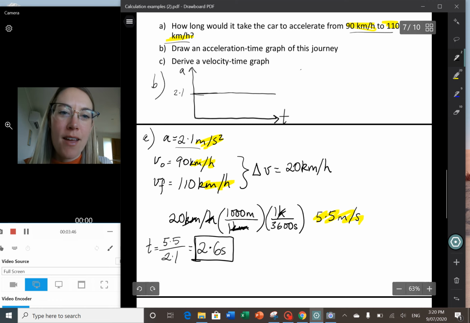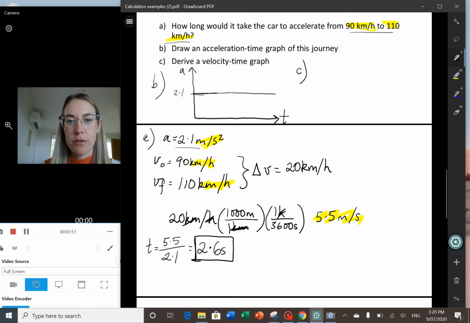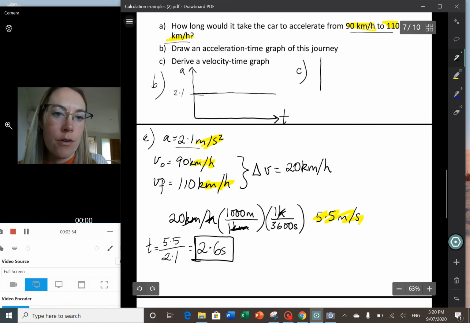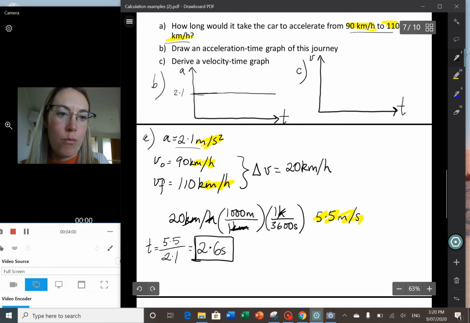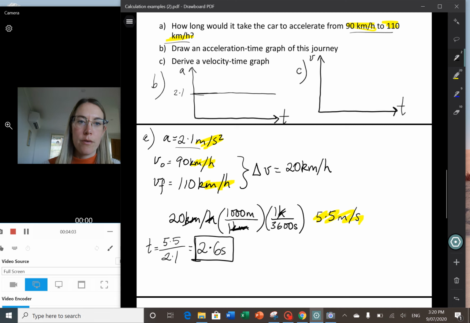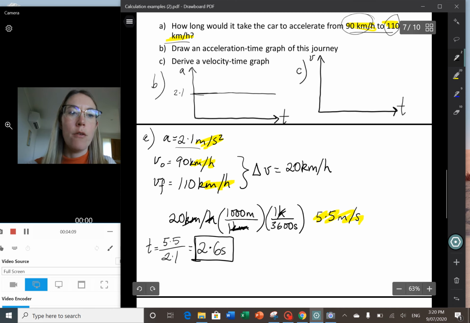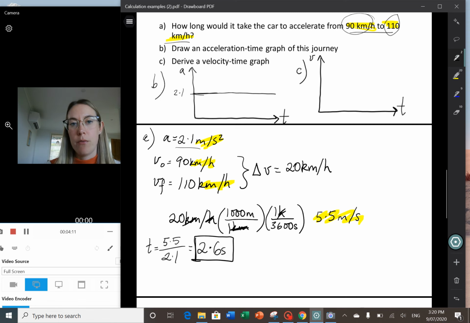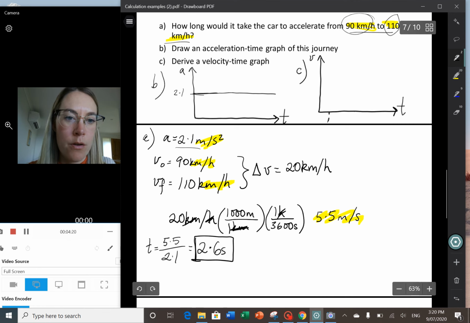Okay. And part C, there's a little bit more to part C. We're going to be drawing a velocity time graph. And in order to do so, we're going to do a couple more conversions. Our time is going to be in seconds, which means that we're also going to have to convert these two velocity values that we were given into meters per second as well. So I'm just going to first of all mark my times. 1, 2, 3. This is in seconds.